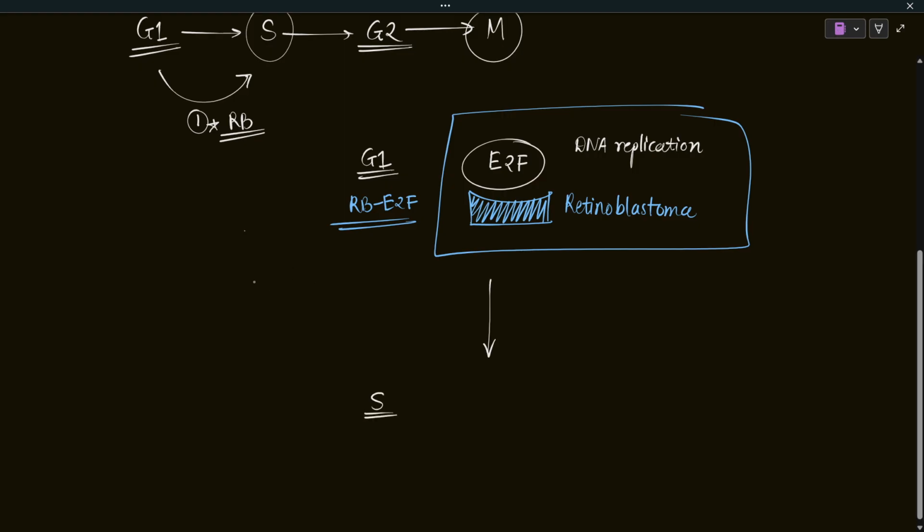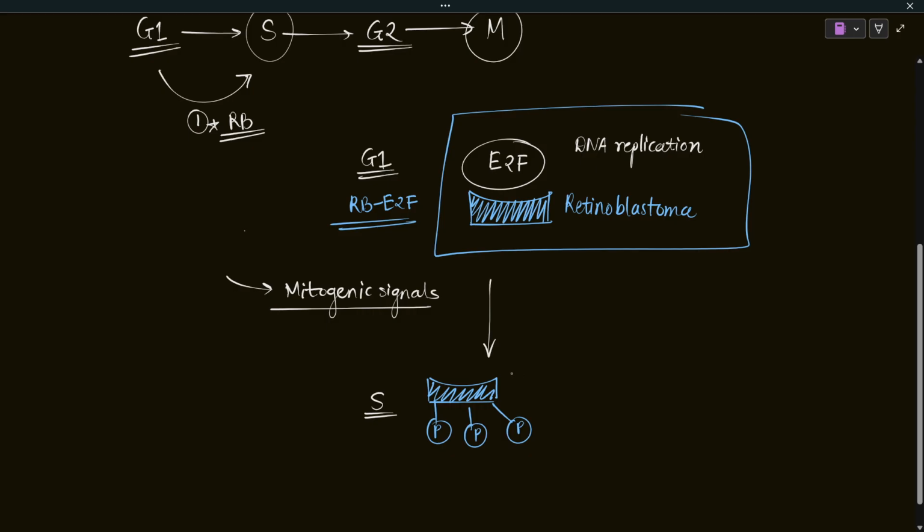Okay, and upon the arrival of such mitogenic signals, the signals which are responsible for mitosis, cell division, the retinoblastoma protein is phosphorylated. I drew it in blue, so let's change the color. So this retinoblastoma protein, this is phosphorylated.